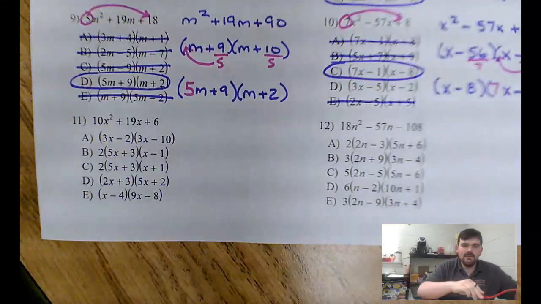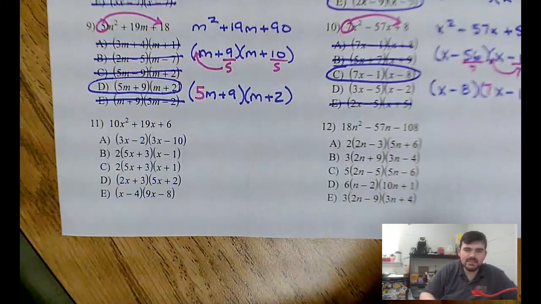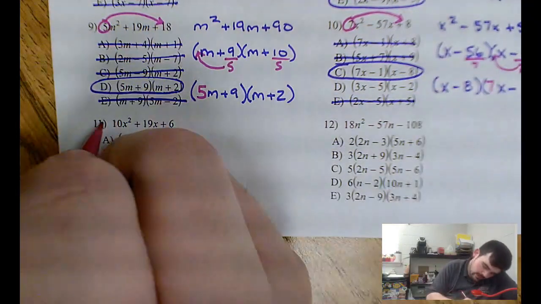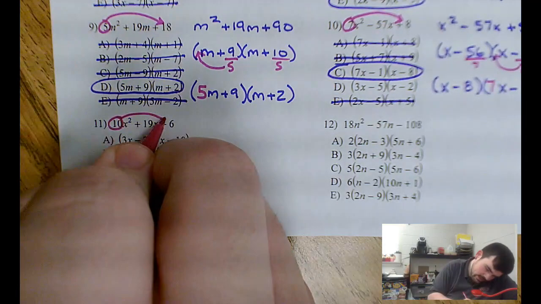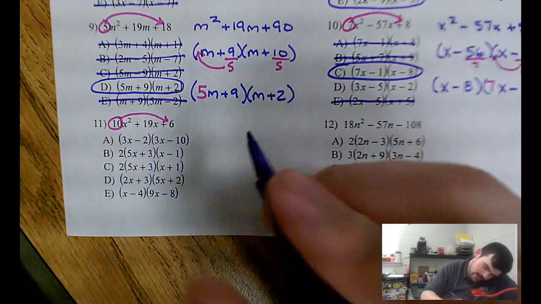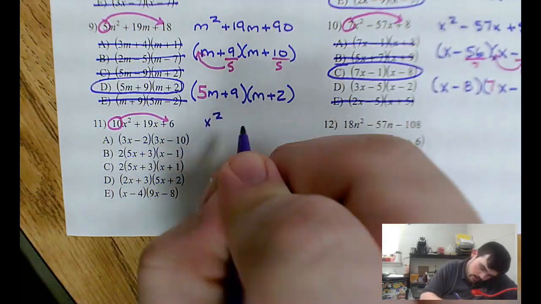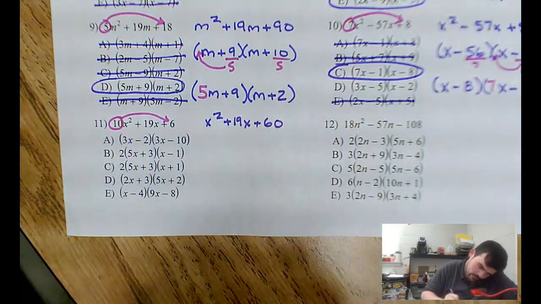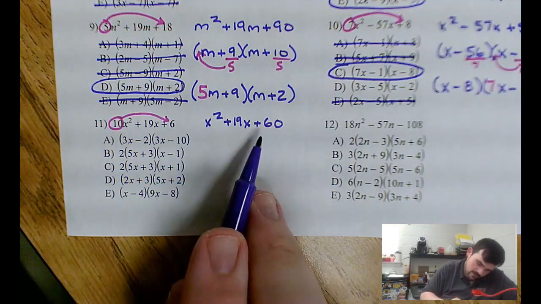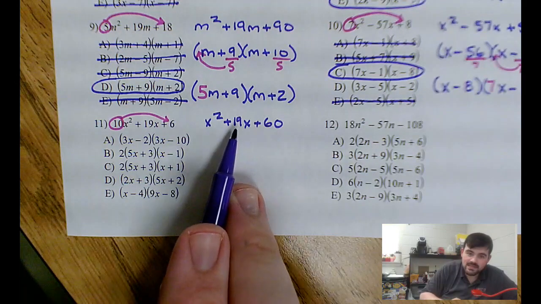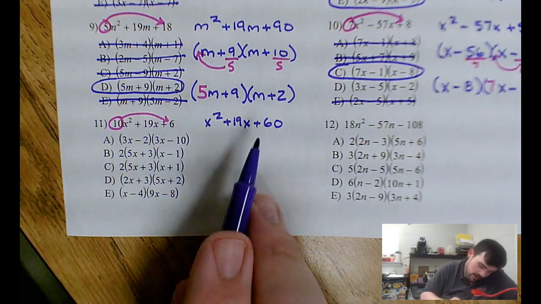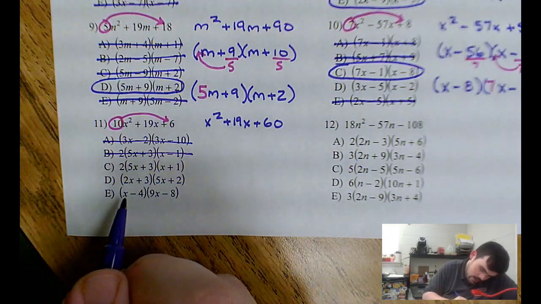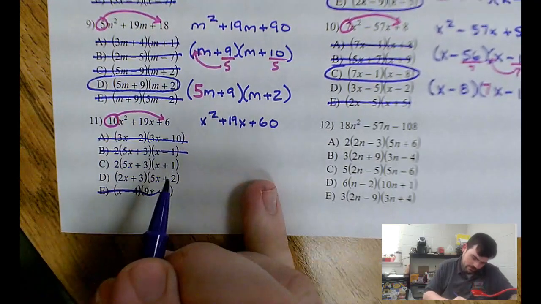Okay, number 11. 10x squared, 19x, and 6. Still no GCF. So let's take that 10 and slide it to the back to get x squared plus 19x plus 60. Now I'm looking for factors of 60 that add to 19. I know they're both going to be positive, so let's go ahead and eliminate option A, option B, option E.